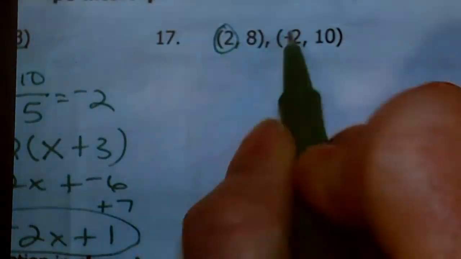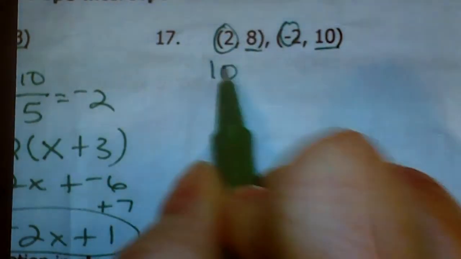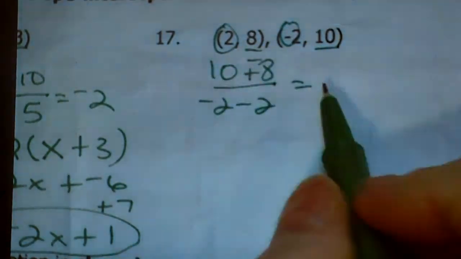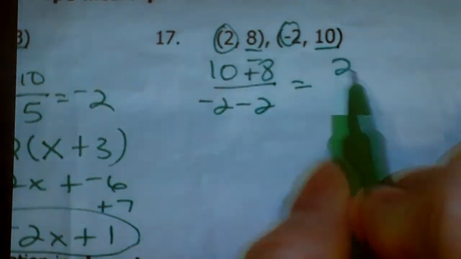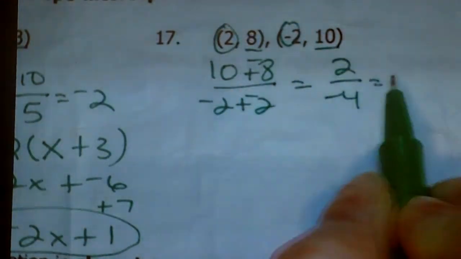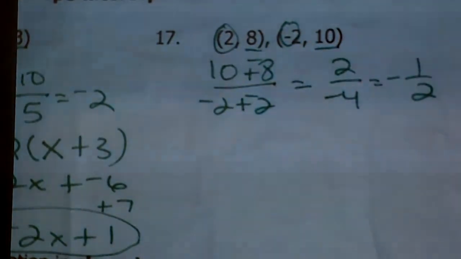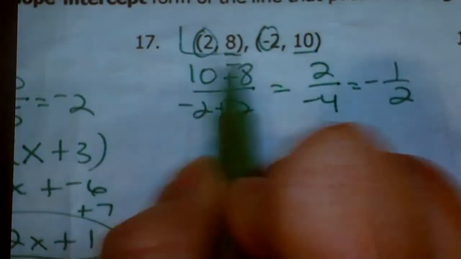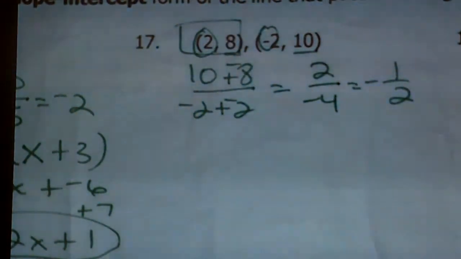Same thing here. I'm going to find my slope. So y2 minus y1 over x2 minus x1. 10, I guess I didn't need to keep change on that. 10 minus 8 is 2. Negative 2 plus negative 2 is negative 4. So my slope is a negative 1/2. That's what it simplifies to. Okay, so I'll use the first point again. Let's plug into our lovely point-slope form.